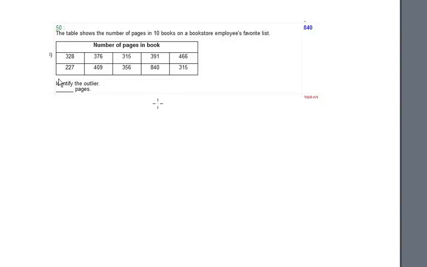Okay, this problem, probably the hardest one on here, although it's really not that hard. It says the table shows the number of pages in 10 books on a bookstore employee's favorite list. Identify the outlier. So the outlier, remember, is something that falls way beyond the norm of the other answers, either very low or very, very high. So in this case, the outlier is 840. Everything else is between 200 and 400, but this 840.